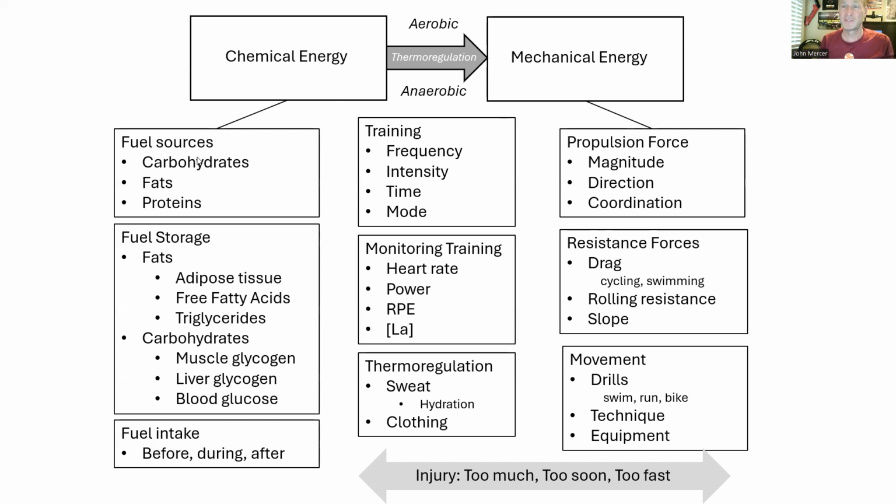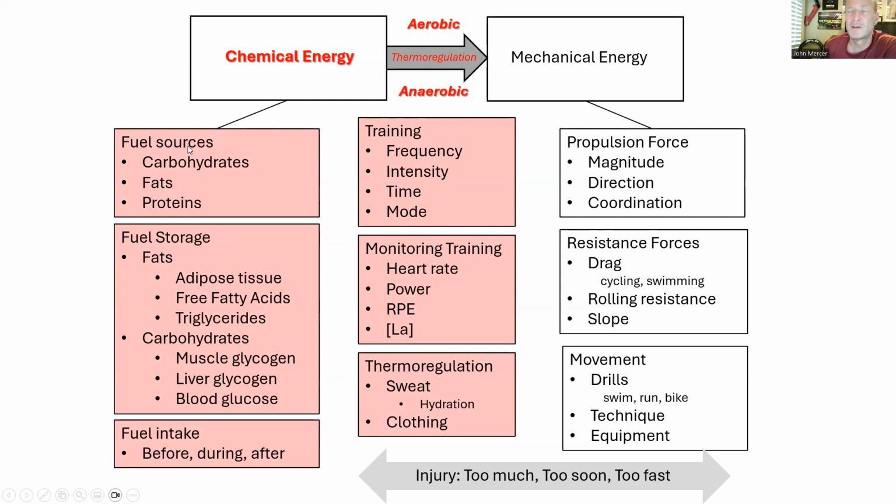In physiology of endurance performance, let's see if I got this working. Okay, there it is. I focus on these areas. We focus on chemical energy that's stored in the body, fats, carbohydrates, liver, in the blood. And we talk about the aerobic metabolic pathway, the anaerobic metabolic pathway, and this thermoregulation process. We don't talk so much about mechanical energy in that class.